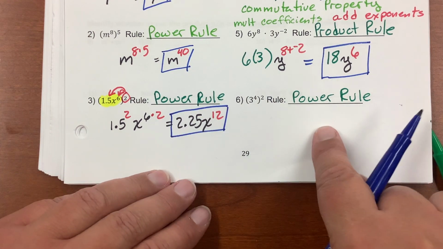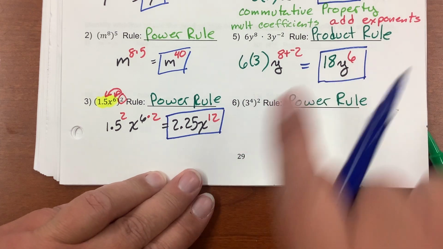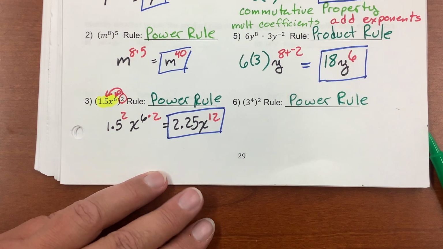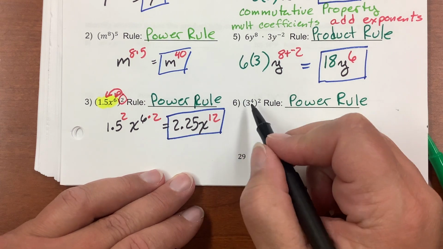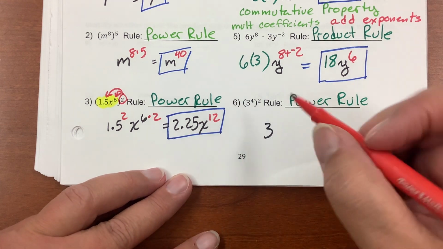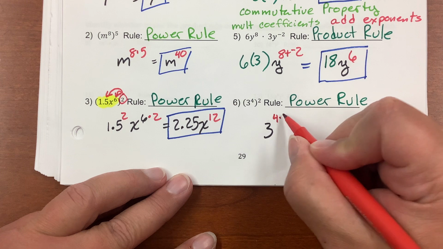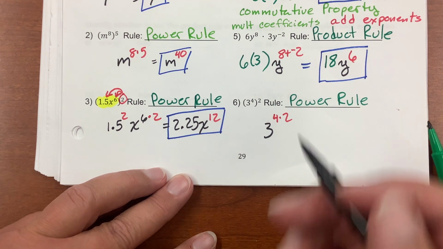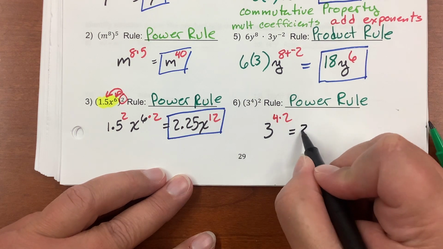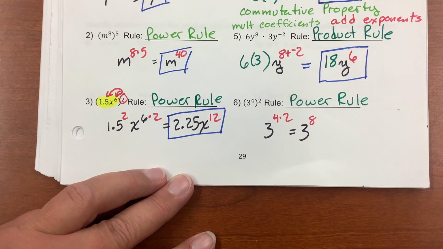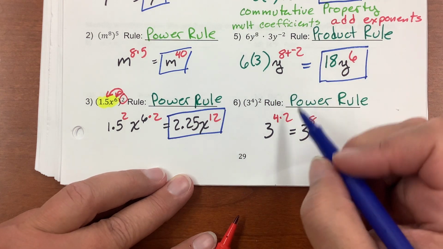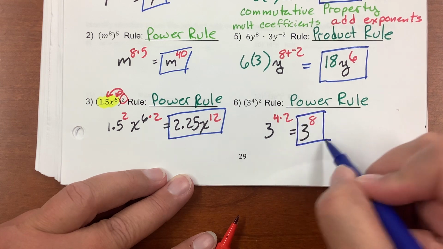Okay. Phew, look at how easy this one is compared to those last two. Got to think about them problems. This one has a base of 3, and I'm going to multiply the exponents 4 times 2. Well, that's not too bad. Keep the base 3, multiply the exponents. 4 times 2 is 8. And that's a nice, simple, straightforward how to use a power rule.